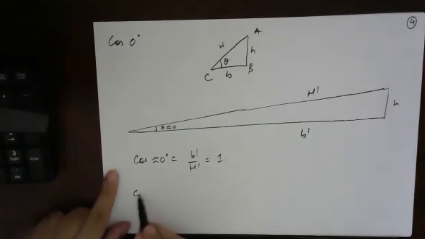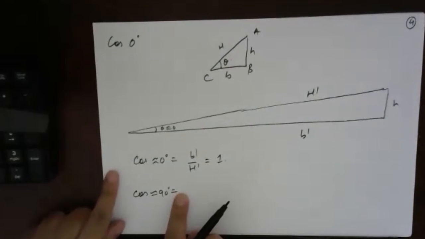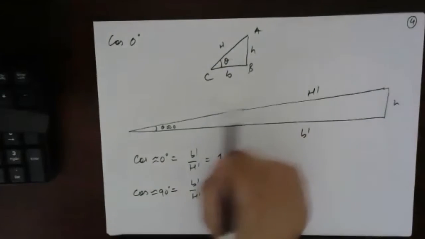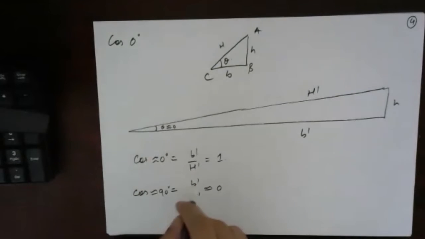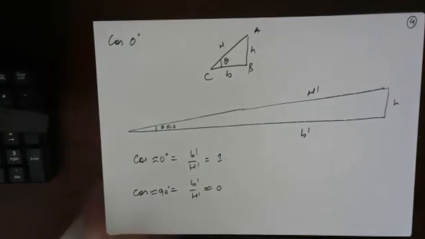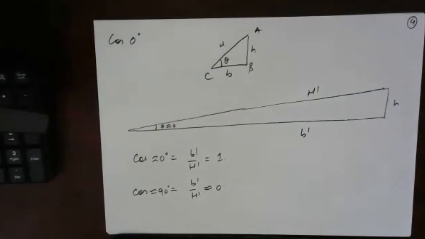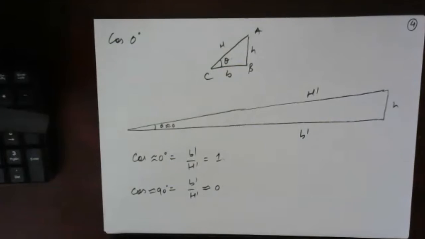Now same thing, cos of 90 degree approximately will be what? It is base dash upon height dash, which is approximately equal to 0. That was just for explaining. Now these cases are similar, so we can compare this case with the previous one. You can start with 30 degree and just keep on increasing or decreasing.